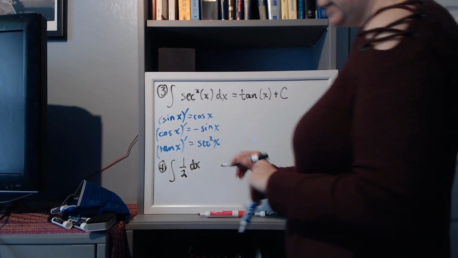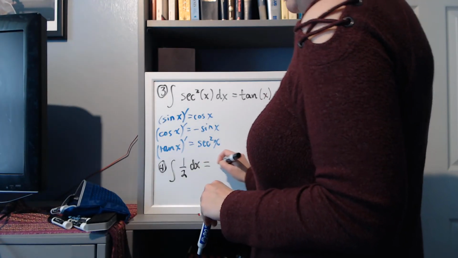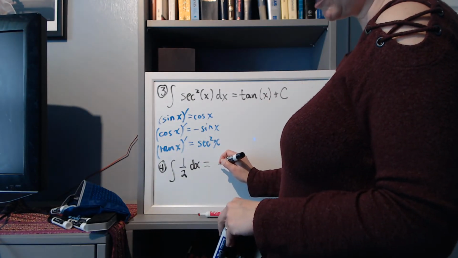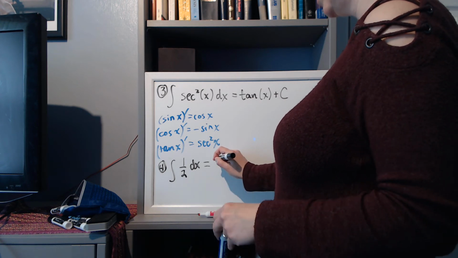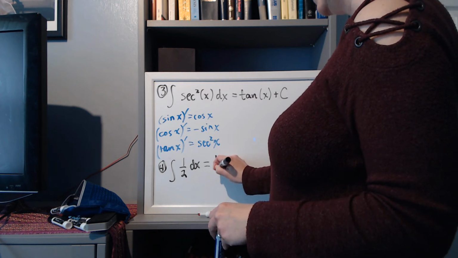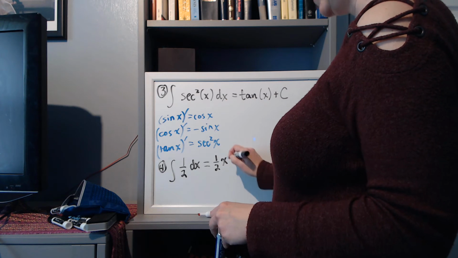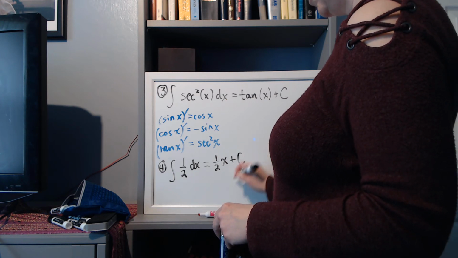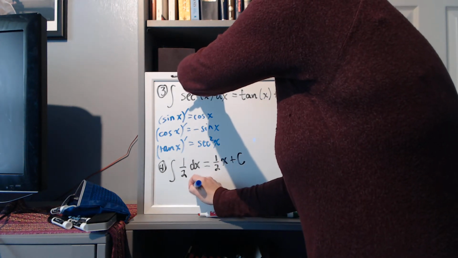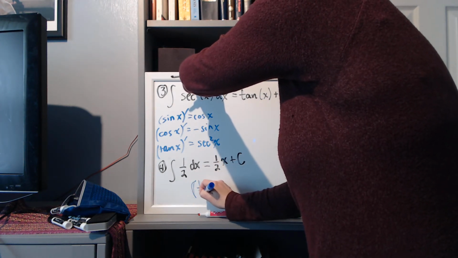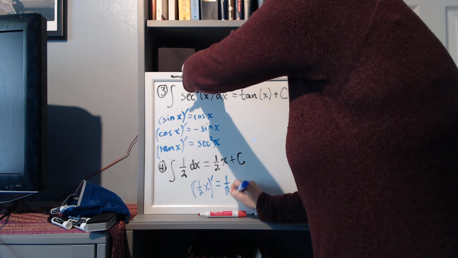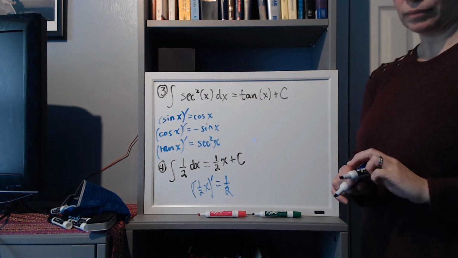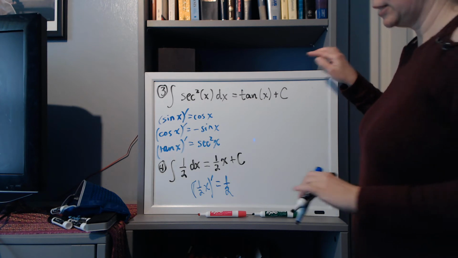And in this case, if we take the derivative of something times x, it's using the constant multiple rule again, we're going to get the something times 1. So here, our antiderivative is just going to be 1/2 times x plus c, and that is because if we take the derivative of 1/2 x, we get 1/2.